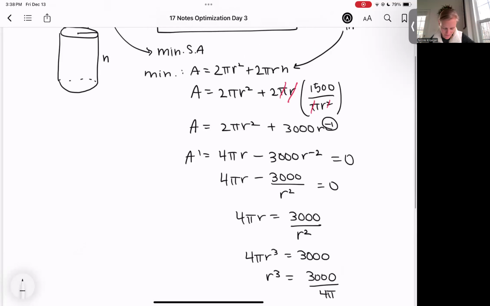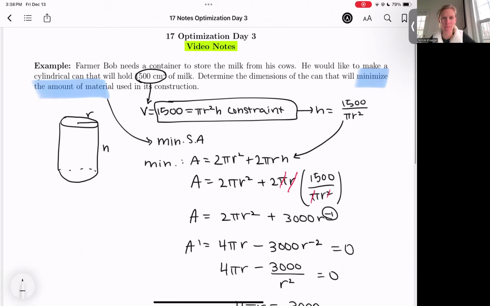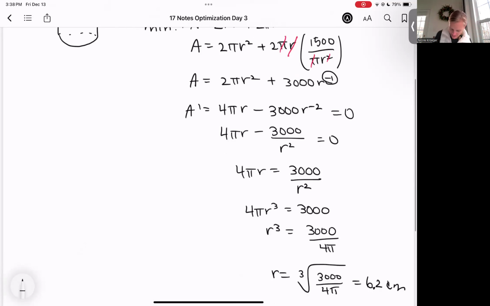And so the thing that we know is that the radius, the smallest that it can be is 0, but it can never actually be equal to 0. And the biggest it can be is anything, because we could just have a really long, skinny cylinder that could keep going on forever. So we don't have any bounds here. So we're going to need to do a number line and use the first derivative test here.